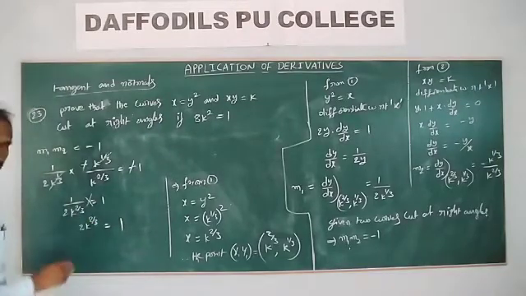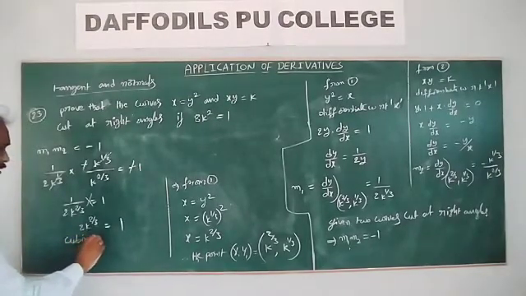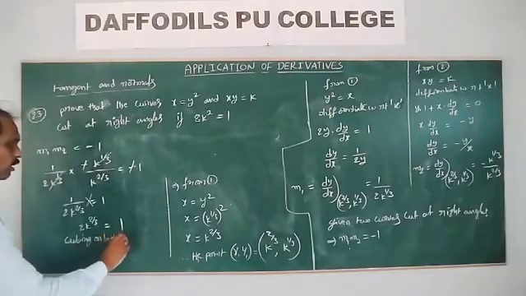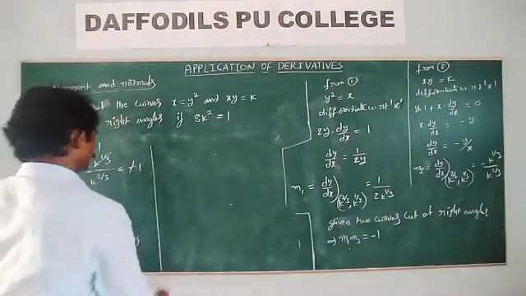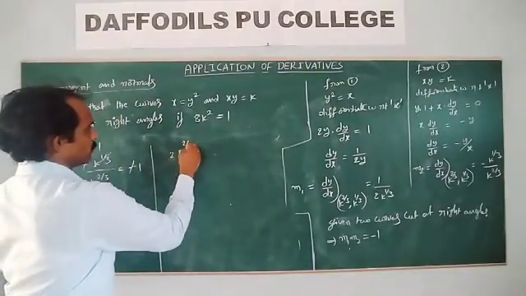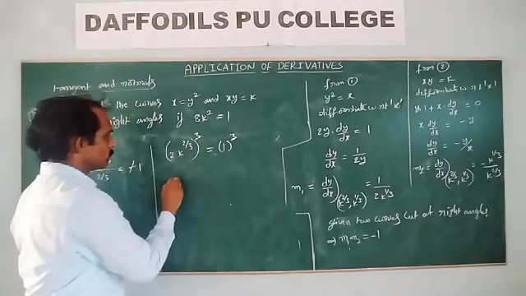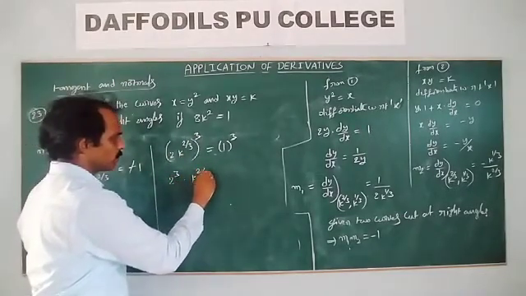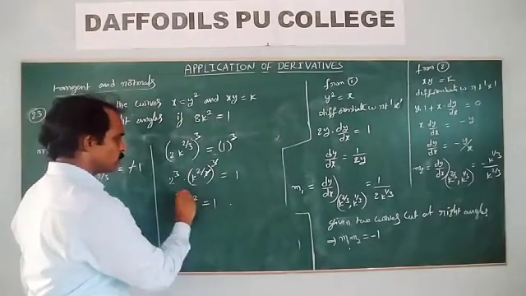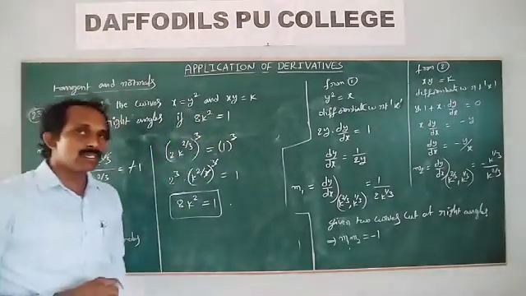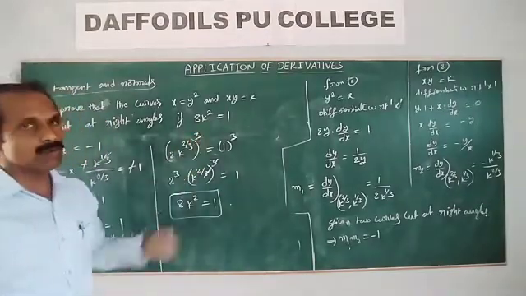To remove the cube root, cube both sides. 2 into k to the power of 2 by 3, whole cube, is equal to 1 whole cube. 2 cube into k to the power of 2 by 3 whole cube is equal to 1, and the 3s cancel. So 8k square is equal to 1, which is what is required.